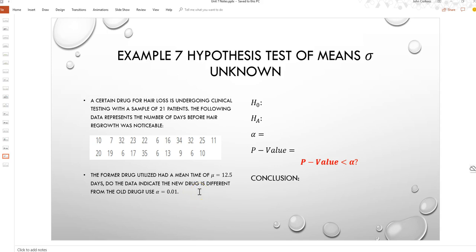So, why is this T and not Z? I don't have sigma. I don't see the words population standard deviation, and I surely don't see the sigma symbol in here. Thus, it is a t-test.